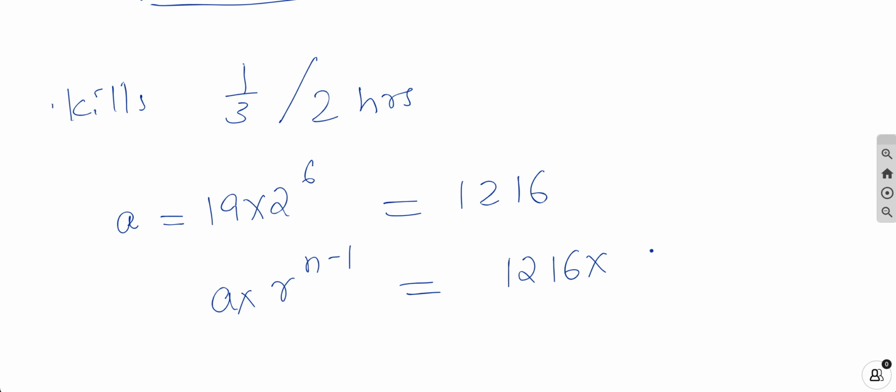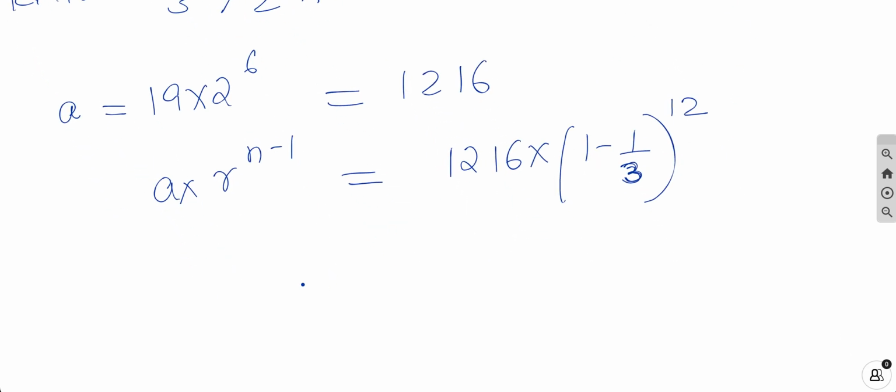It's getting reduced by 1/3, it is getting killed. So what is left? 2/3. Either you do it this way, it is getting reduced by 1/3, or 2/3 remains. Both are the same. How many terms should I take? Only 12, because for every 2 hours 1/3. In 24 hours, how many 2 hours will be there? 12. So I'm looking at only 12 terms. So 1216 times 2/3 raised to 12 is what is happening.